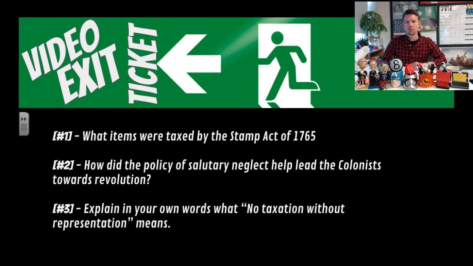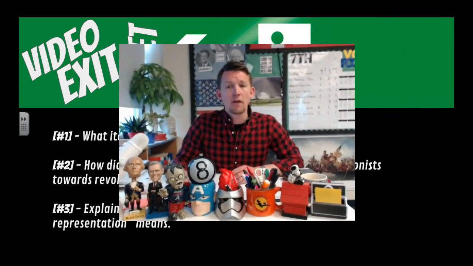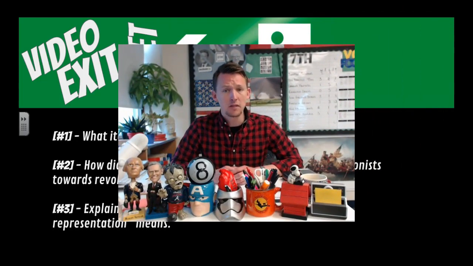So, before you're done today, make sure you answer these 3 questions at the bottom of your notes in complete sentences. Number 1, what items were taxed by the Stamp Act of 1765? Number 2, how did the policy of salutary neglect help lead the colonists towards revolution? And number 3, explain in your own words what no taxation without representation means. Have those at the bottom of your page. If you have any other questions, also make sure you have those at the bottom. We will talk about them more tomorrow in class.